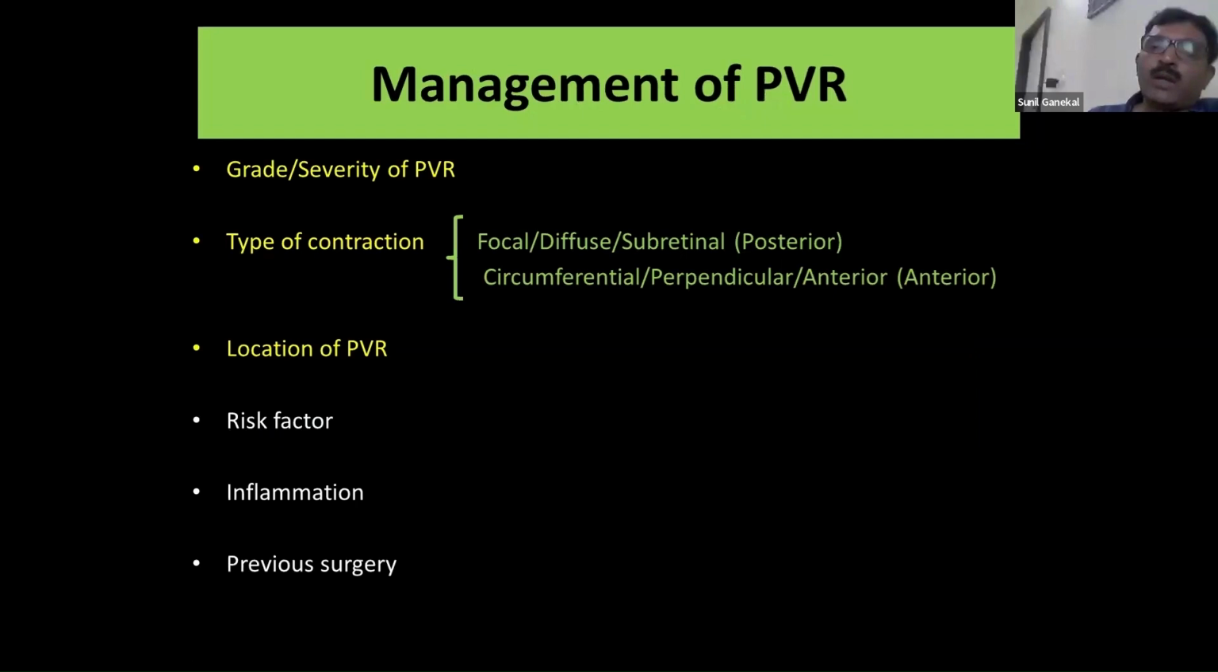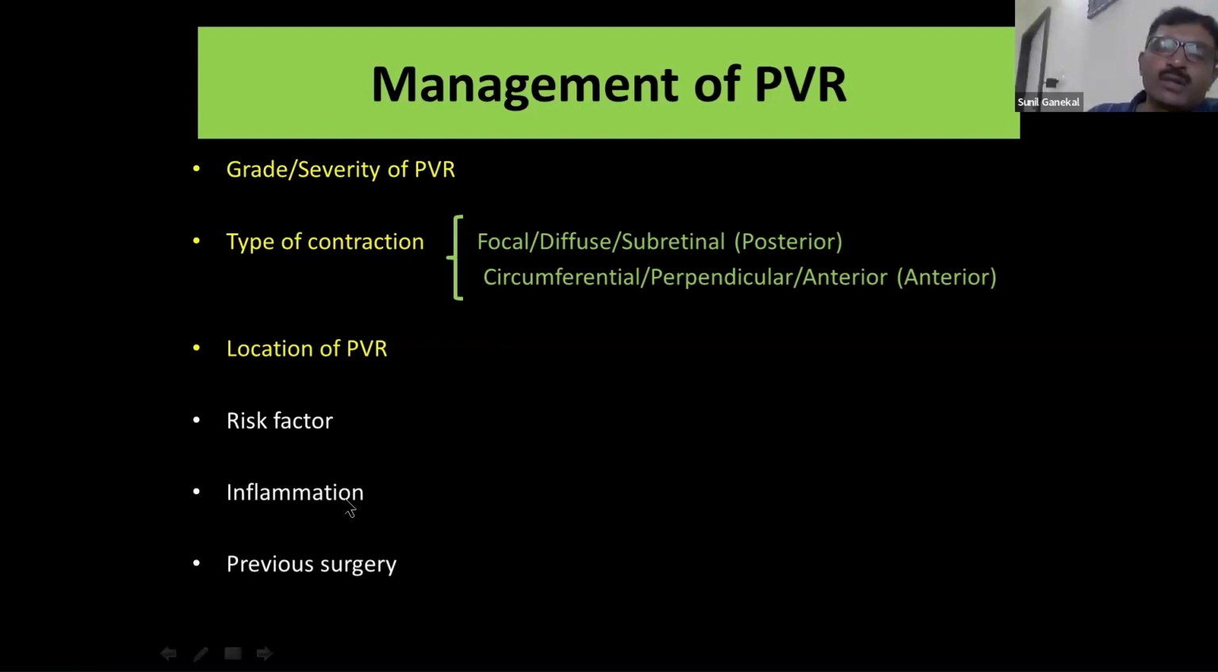So how to manage a patient with PVR? You should clinically assess them to see the grade and severity of the PVR. You should look at the type of contraction, whether it's focal, diffuse, or subretinal in the posterior PVR, or circumferential, perpendicular, and anterior in anterior PVR. This gives a clue to the mechanism, and what intraoperative modifications one should make to get a good outcome. Then of course the location, whether it is posterior or anterior, and look at the high risk factors which I described earlier.